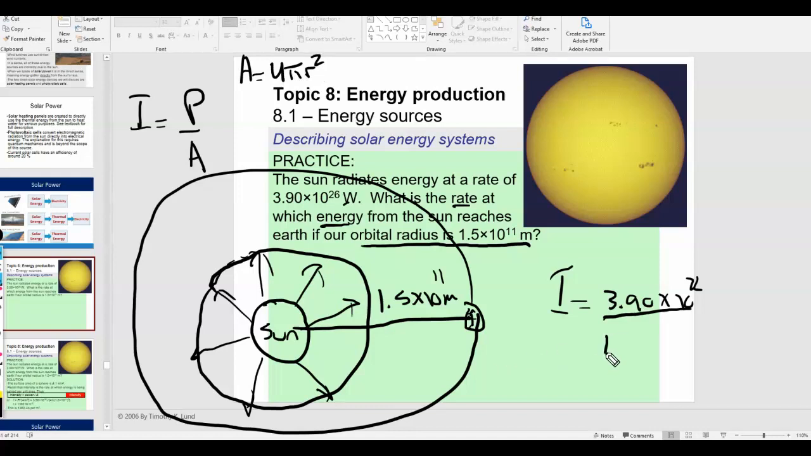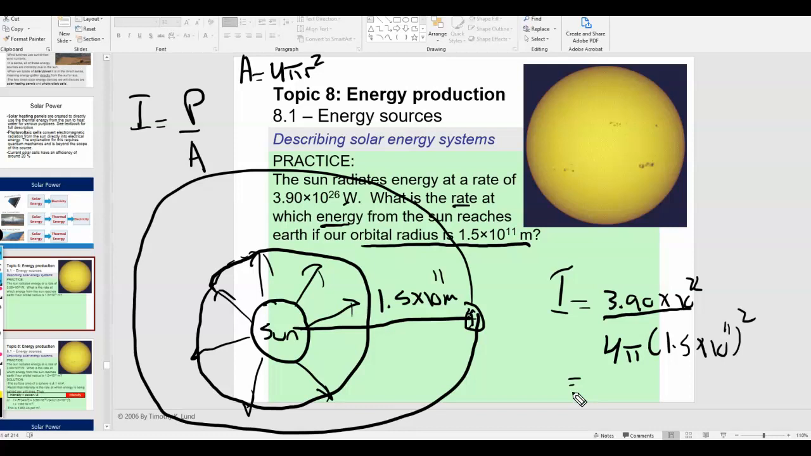And so we would divide this by 4 pi 1.5 times 10 to the 11 squared. And this type of calculation we'll see a lot in the next unit as well, when we talk more about what's called the solar constant.